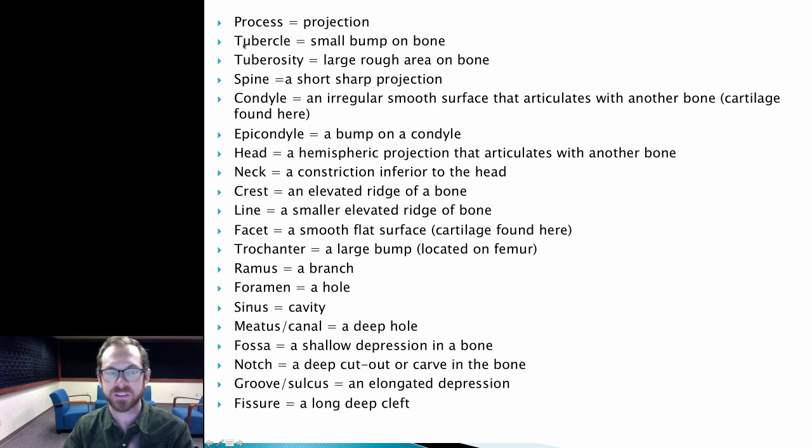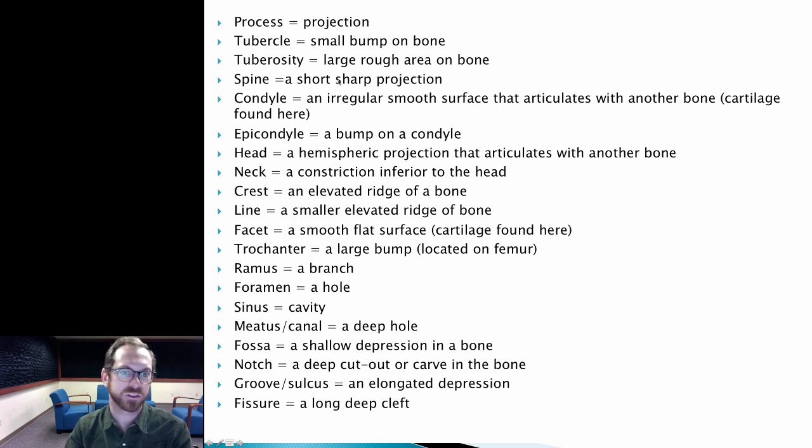Now, a lot of these features are named with some kind of funny names, and I've just taken this list from your book. So this table is actually in your book, but this is going to serve as a guide or a translation, you could say, for some of these words that might seem kind of jargony. So, for example, anytime you see the word process in anatomy, this is just a fancy word for a projection on a bone. The word tubercle means a smaller bump on a bone. Tuberosity is a large, rough area on bone.